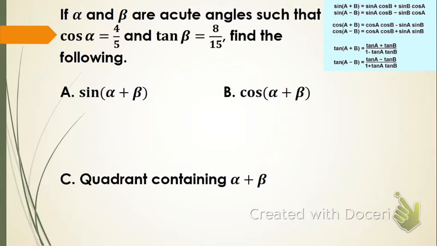How can I use the information that they have given me to answer parts A and B up here? I was going to say, if it's acute angle, it's going to be in quadrant 1. You're absolutely correct. If they are acute angles, then they're in quadrant 1. Thank you, Luca.